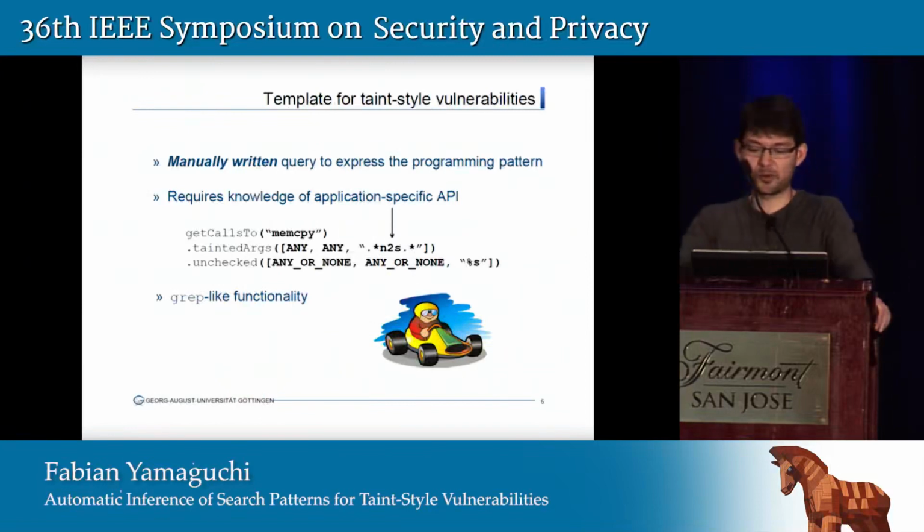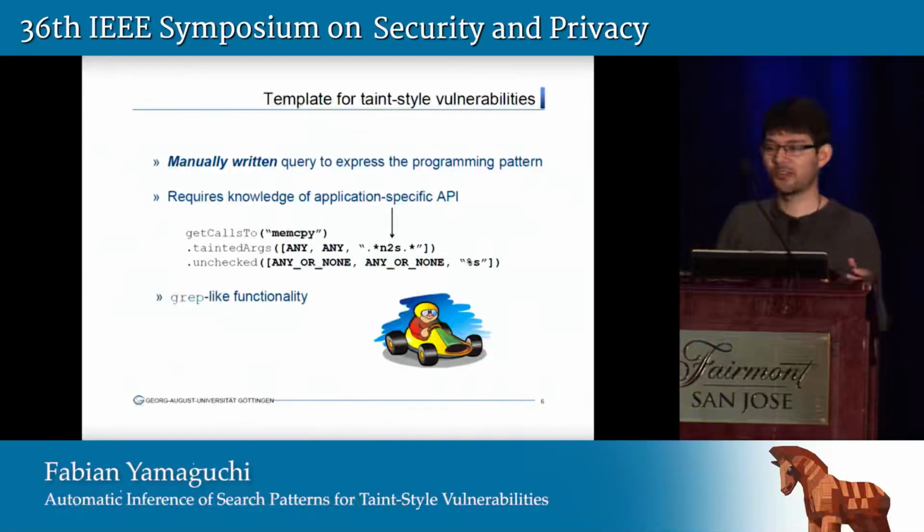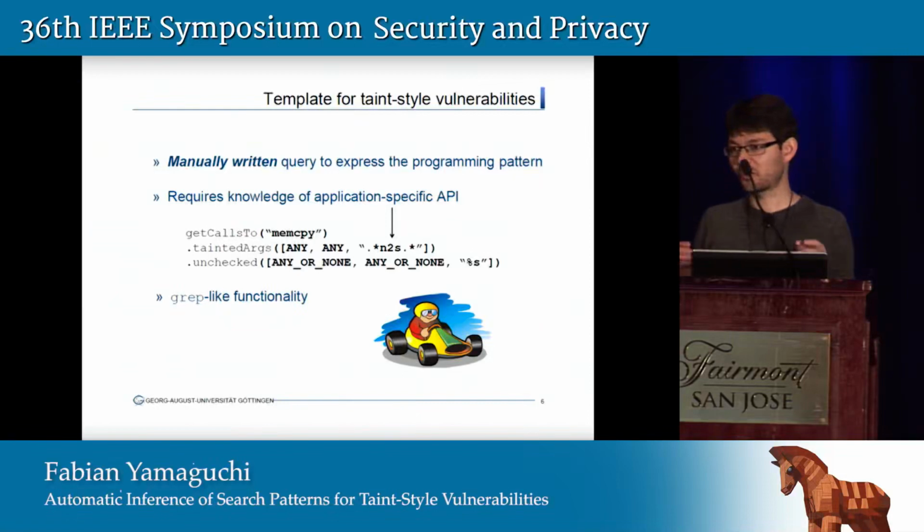Here's what this would look like for the Heartbleed vulnerability. I'm saying, give me all the calls to memcpy, and the third argument should be tainted by a statement that matches the regular expression .*n2s.*. And finally, this third argument should not be checked. This gives you kind of like a grep-like functionality, meaning that if you know what to search for, you can very quickly scan the code.